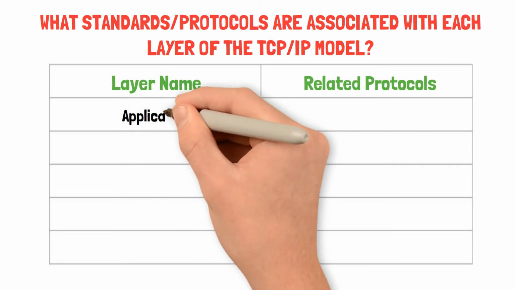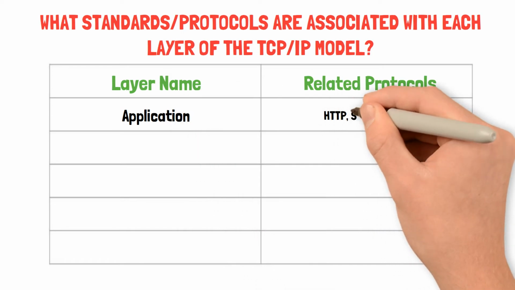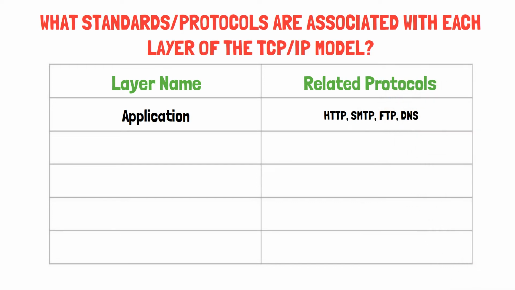So for the application layer, some of the related protocols would be Hypertext Transfer Protocol, HTTP, Simple Mail Transfer Protocol, or SMTP, then we have File Transfer Protocol, FTP, and Domain Name Service, DNS. Of course, there are more protocols related to this layer, but just keep these in mind. These are the core ones related to the application layer.